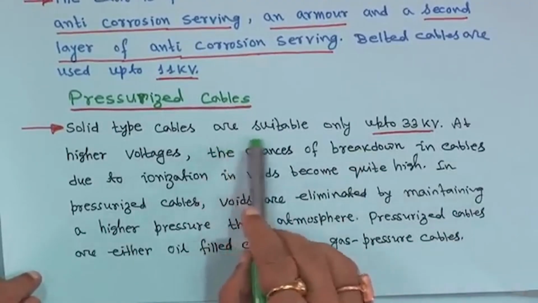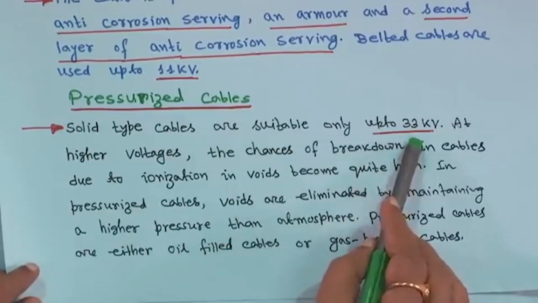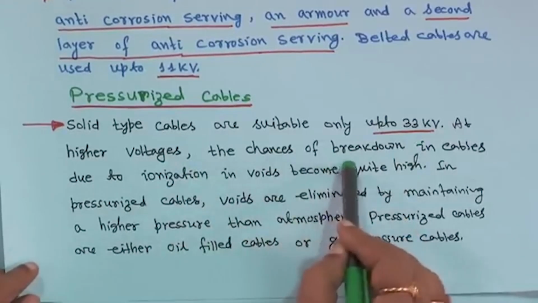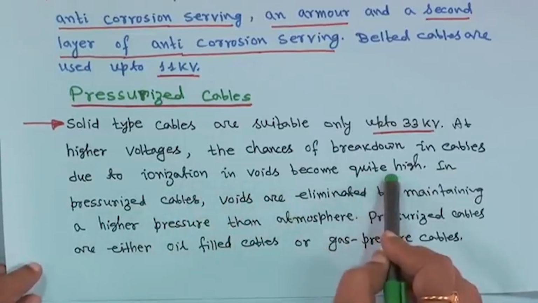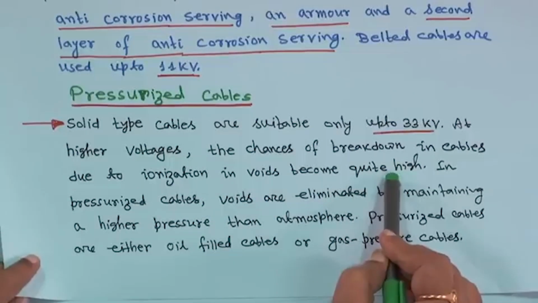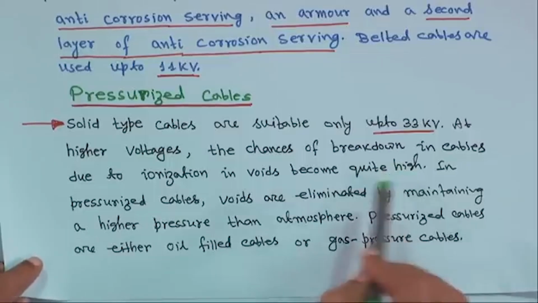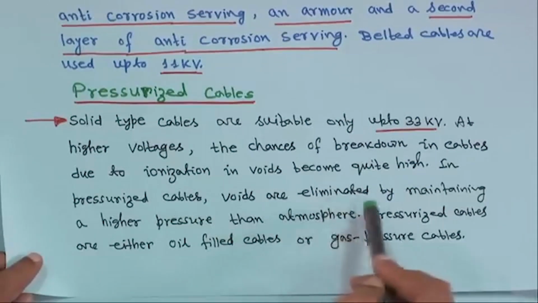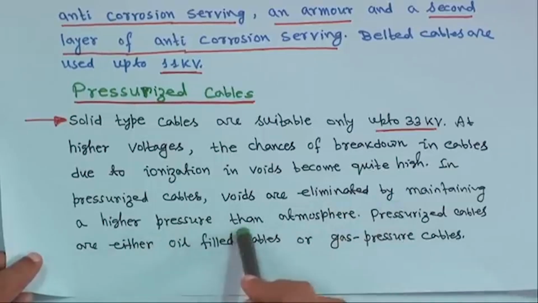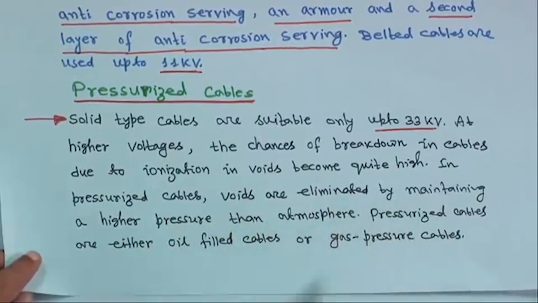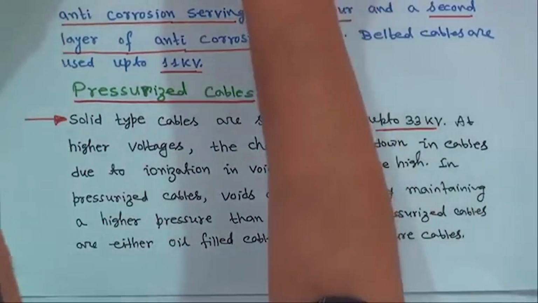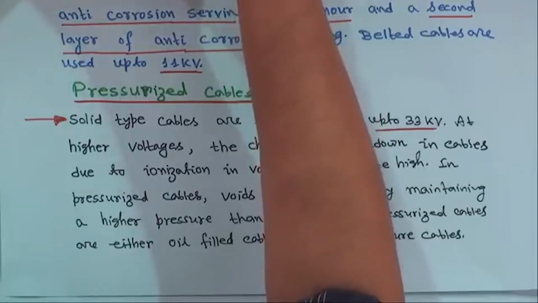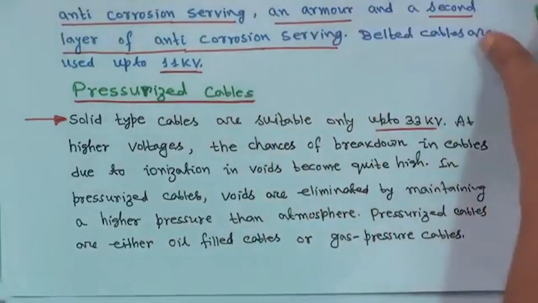Solid type cables are suitable only up to 33 kV. At higher voltages, the chances of breakdown in cables due to ionization in voids become quite high. There is a possibility of breakdown due to ionization in the void. In pressurized cables, voids are eliminated by maintaining a higher pressure than atmosphere. So pressurized cables are either oil filled cables or gas pressure cables, particularly for high voltages, but advantages and disadvantages are also there.